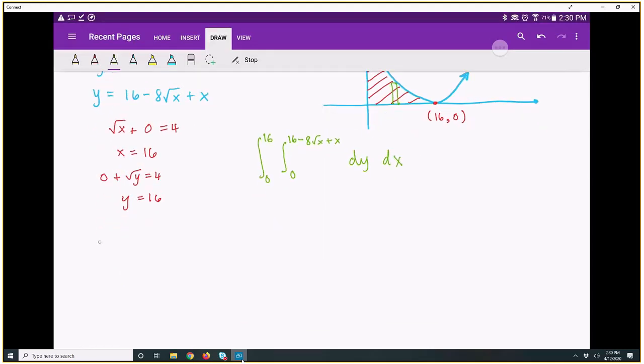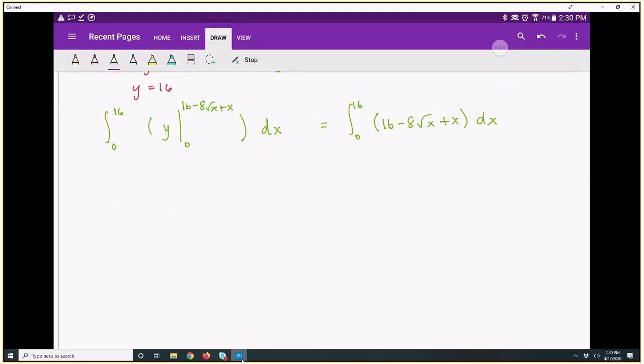So first of all, I'll integrate the inside with respect to y. Integration of dy is y, so this is just going to give me y, and I need to evaluate from 0 to 16 minus 8 square root of x plus x. Then I'll integrate with respect to x. And so that's just going to be the integral from 0 to 16 of 16 minus 8 square root of x plus x, dx.